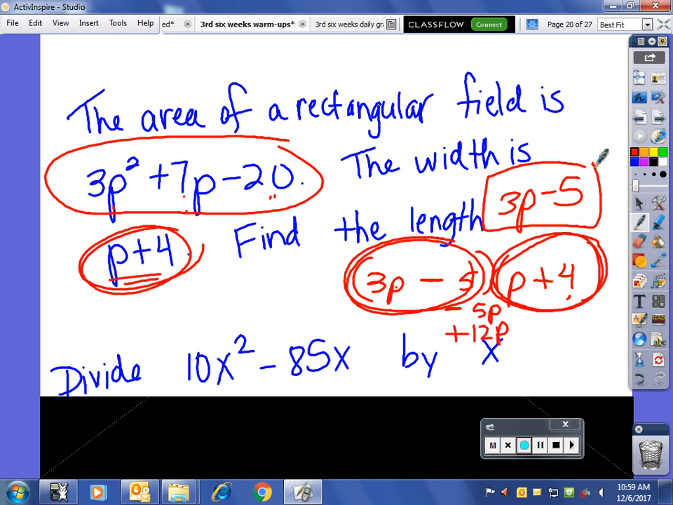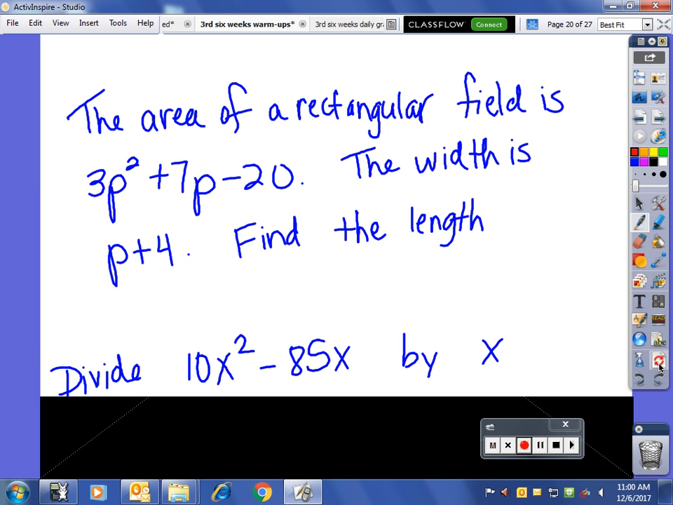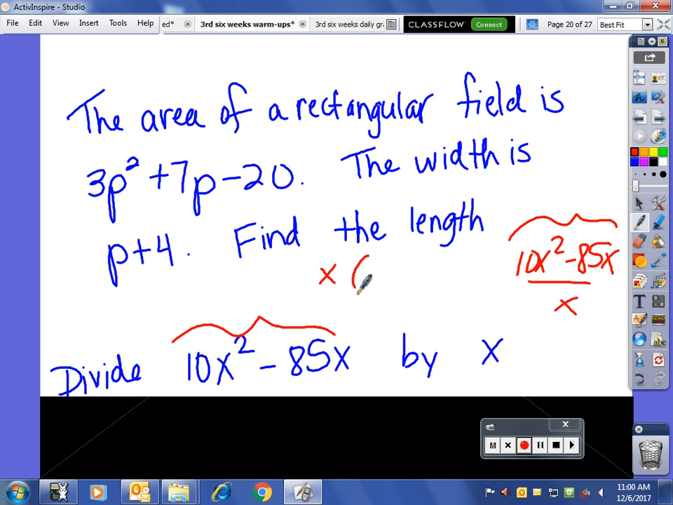All right, number next. Now, we're dividing 10x squared minus 85x by x. I'm going to show you two different ways to do this. You can only cancel out common factors if they are a factor. That means connected by multiplying. So, look at this binomial. We are dividing 10x squared minus 85x by x. Do both of these have an x in it? Yeah, let's factor it out.